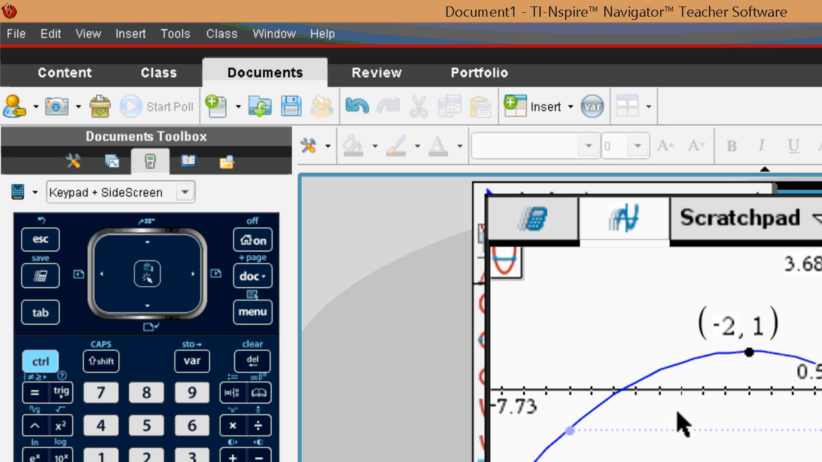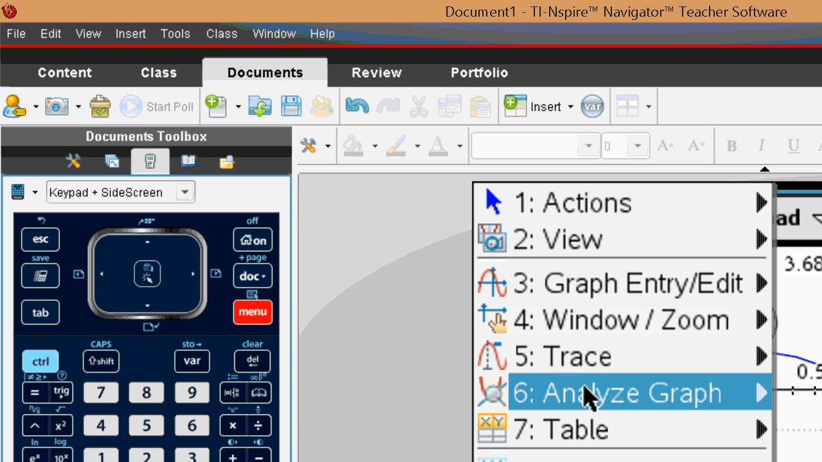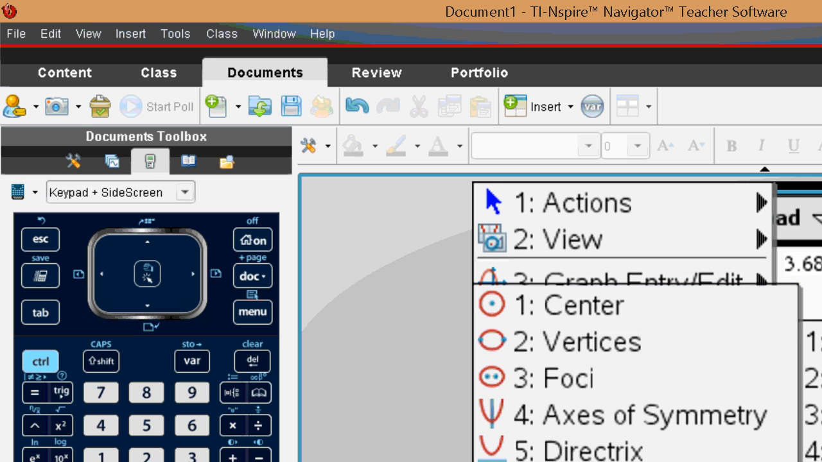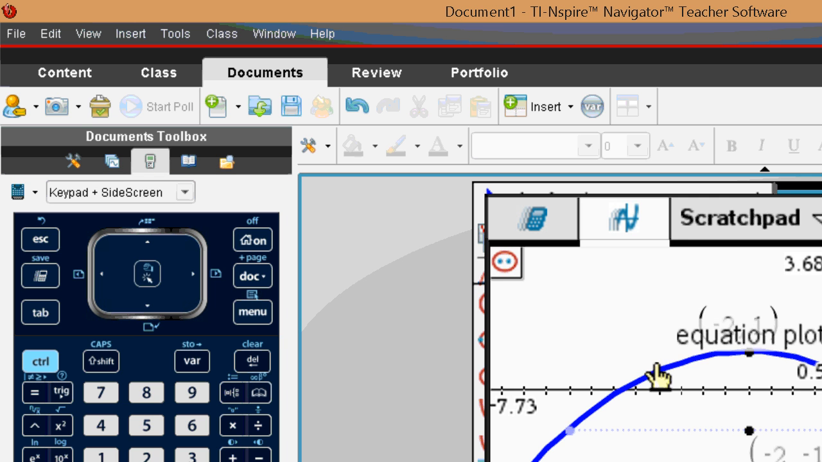So again, it's 8 units across, which means my foci should be down 2 units. Let's check that real quick. Analyze graph, analyze conic, foci. Yep, the focus is, in fact, if this is positive 1 up, this is negative 1 down, they're 2 units apart. That's why it's 8 units wide. That's what this says right there, 8 units.